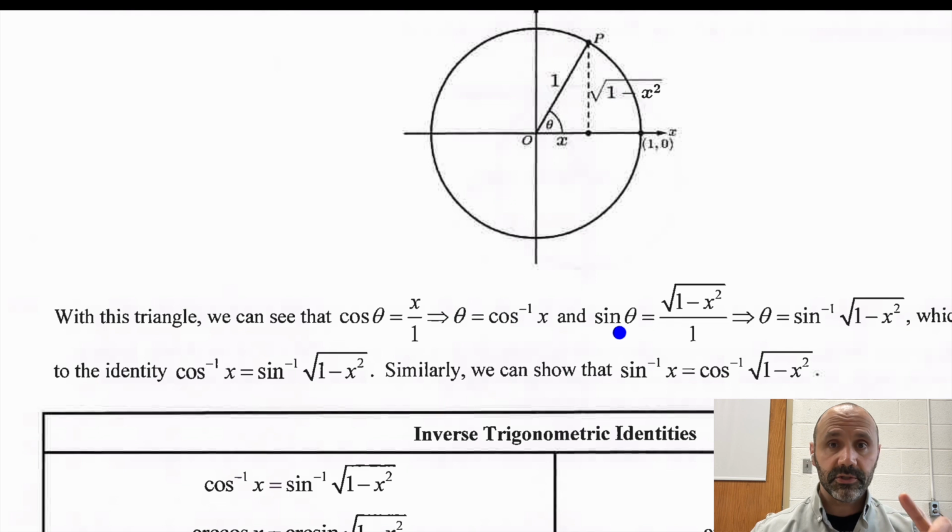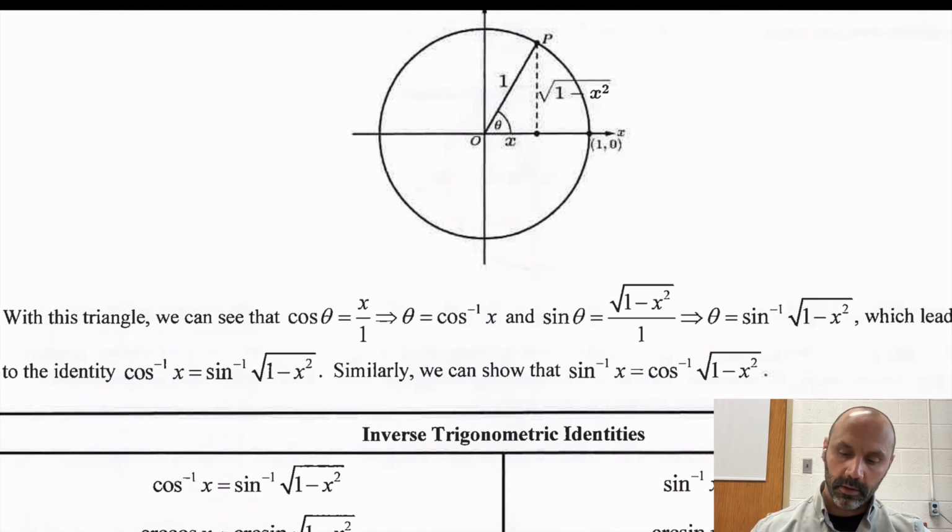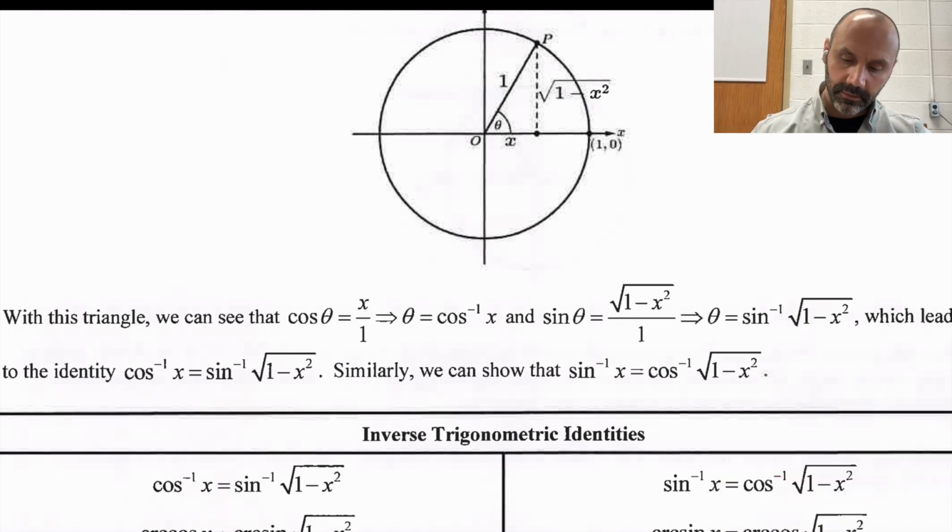Okay. Sine of theta is h, right? The vertical, but the vertical now we've labeled as the square root of 1 minus x squared. So it's the vertical over 1. That means theta is equal to the inverse sine of the square root of 1 minus x squared. But notice now this and this are the same, right?